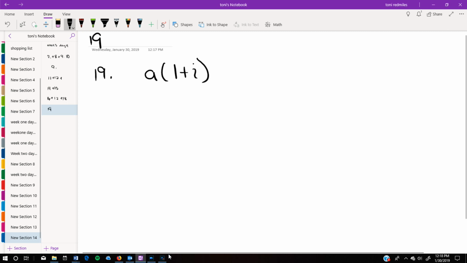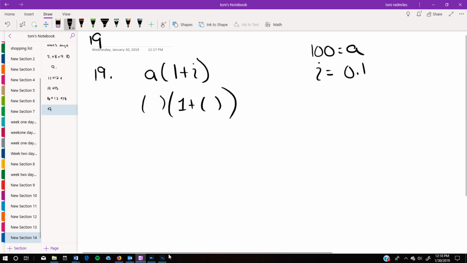Give a total amount due for the loan in dollars of the interest rate I, where I is written as a decimal. Find the amount of the loan of 100. So that equals A. In our interest rate, you'll see there's 10%, which is 0.1. So this is evaluating an expression problem. I'm going to substitute these values in for my unknowns. Okay, so A will be 100, I will be 0.1.